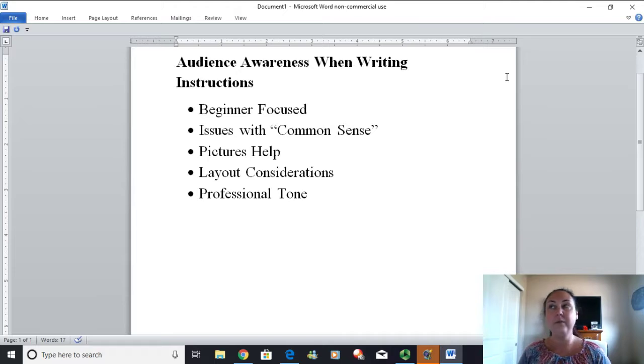Maybe. Maybe not every step needs it. Maybe there are just some that you know are going to be the more challenging ones, or where you think beginners might get stuck. But those pictures really help illustrate what you're talking about.